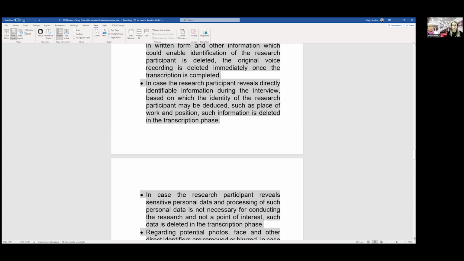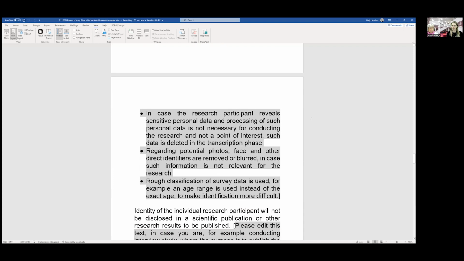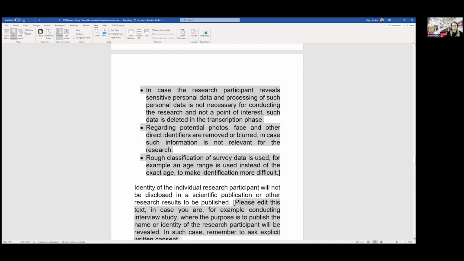And then if a participant reveals some directly identifiable information, are you deleting that in the transcription phase? If yes, then again, you can use this phrase. So you really can't just use every one of the examples if it's not applicable for your case. And for example, if you are collecting video footage of the participants and you are blurring their faces and making the video pseudonymized as well, then you can use this phrase.